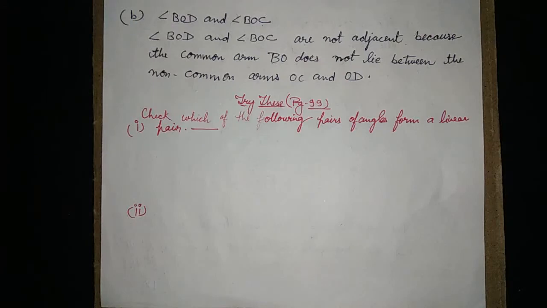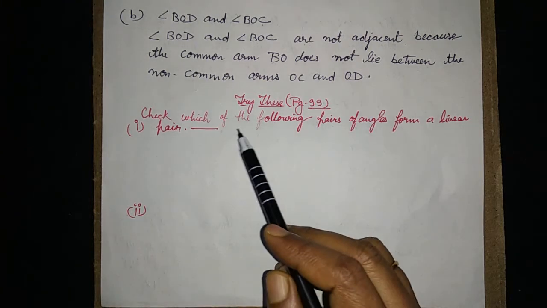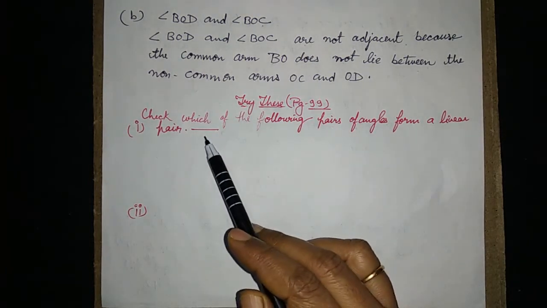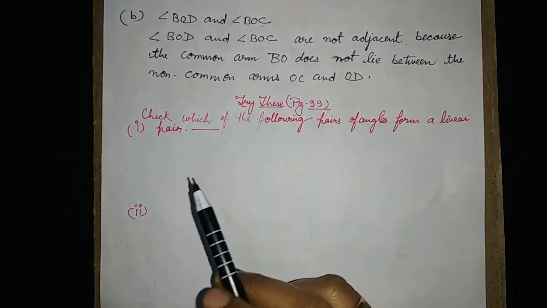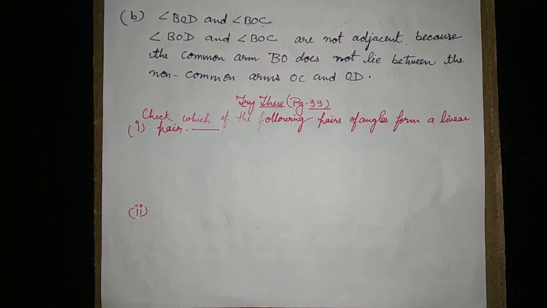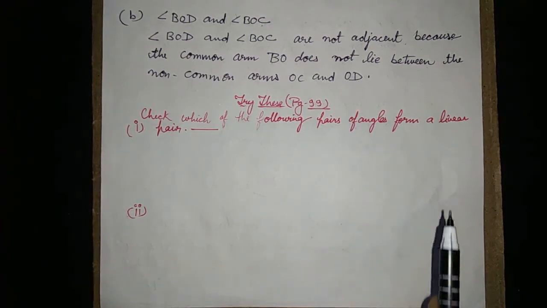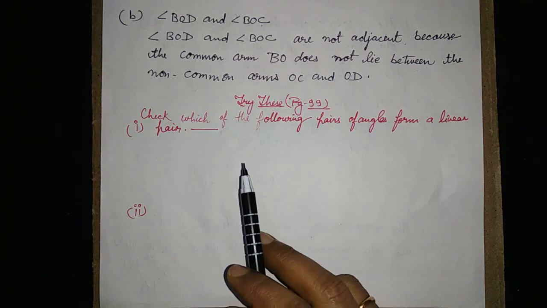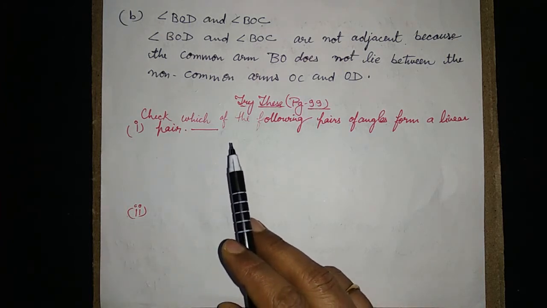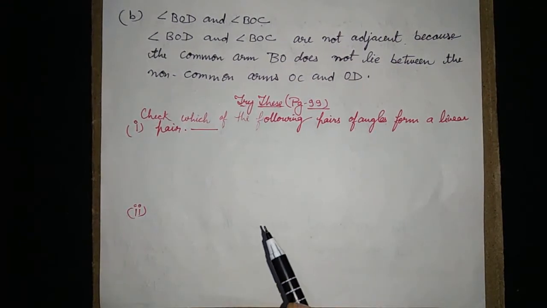Now see the try these of page number 99. Question is, check which of the following pairs of angles form a linear pair? First of all, I would like to tell you about linear pair. Here, if the sum of two angles is equal to 180 degrees, then they are forming a linear pair. Now, we will check. See the first part of the question.